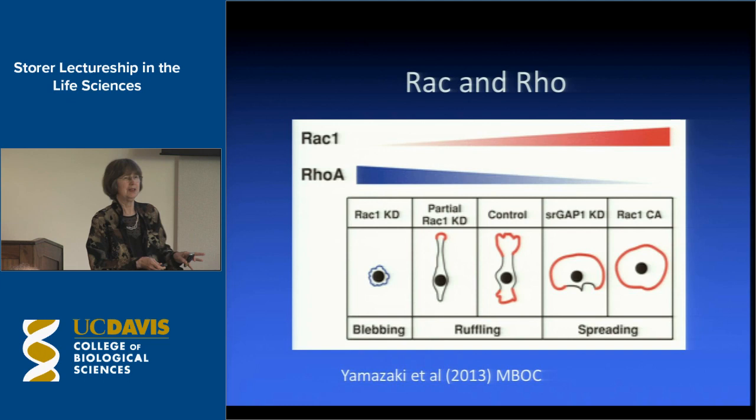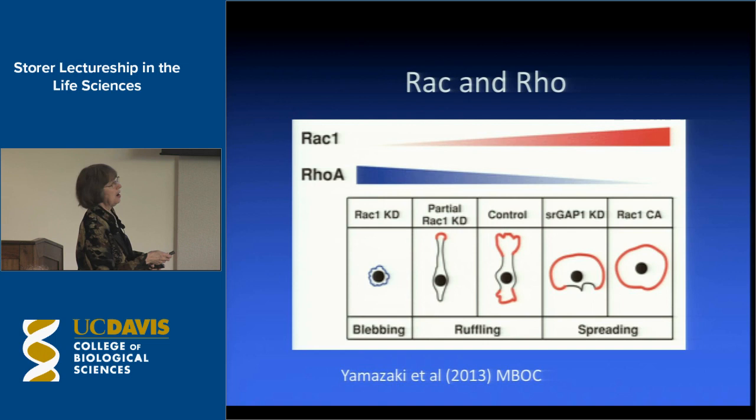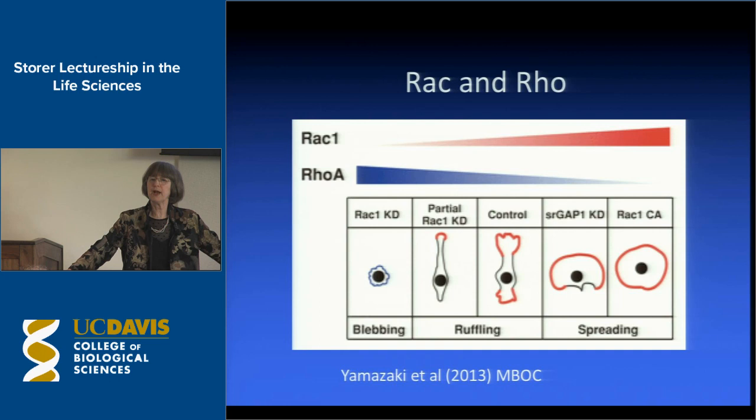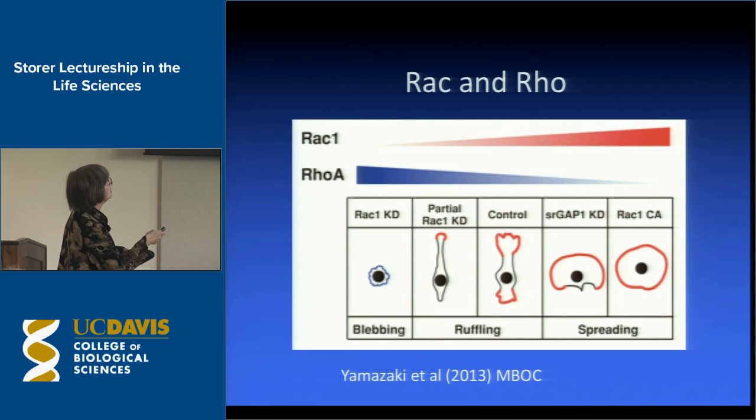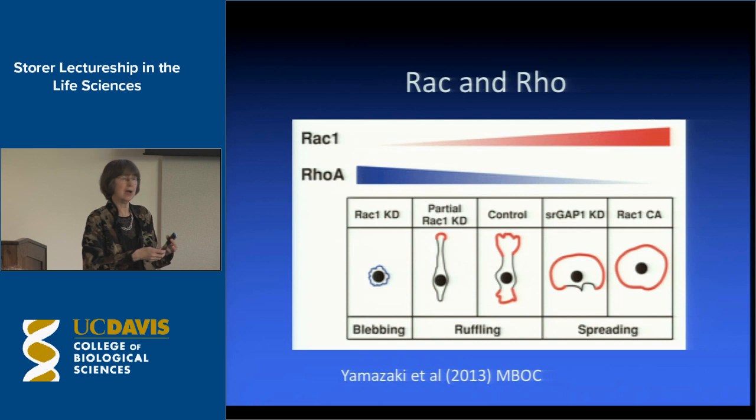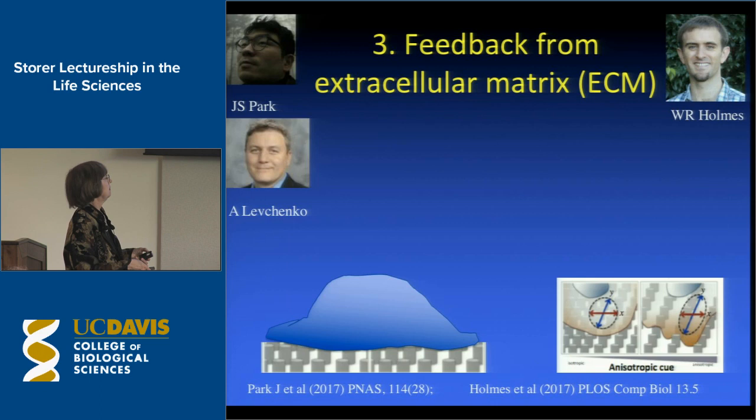But just briefly, it's known that when you have a lot of RAC in a cell, or high RAC activity, the cell tends to be spread out. When you have a lot of Rho activity, it tends to be contracted. And then somewhere in the middle, there is a balance, and the cell can be polarized with RAC at one end and Rho activity at the back.